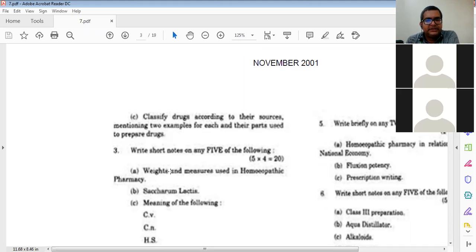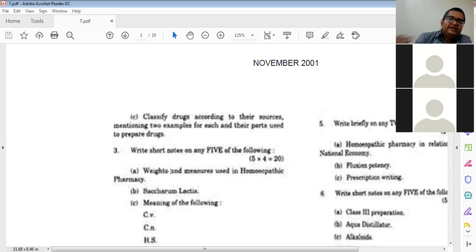Next is, write short notes on any five of the following. Weight and measurement used in homeopathic pharmacy, that you have to write already. This is revised. Saccharum lactis, that you have to write.